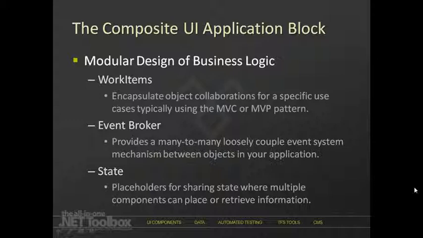The Composite UI Application Block also features a modular design of business logic, and this is done through the use of work items, the event broker, and state. Work items are basically a way to encapsulate specific use cases within your application, typically using the model view controller or model view presenter style pattern. The event broker provides a many-to-many loosely coupled event system between objects in your application. And the state is just like a cache for storing temporary information in your application that can be shared between components.